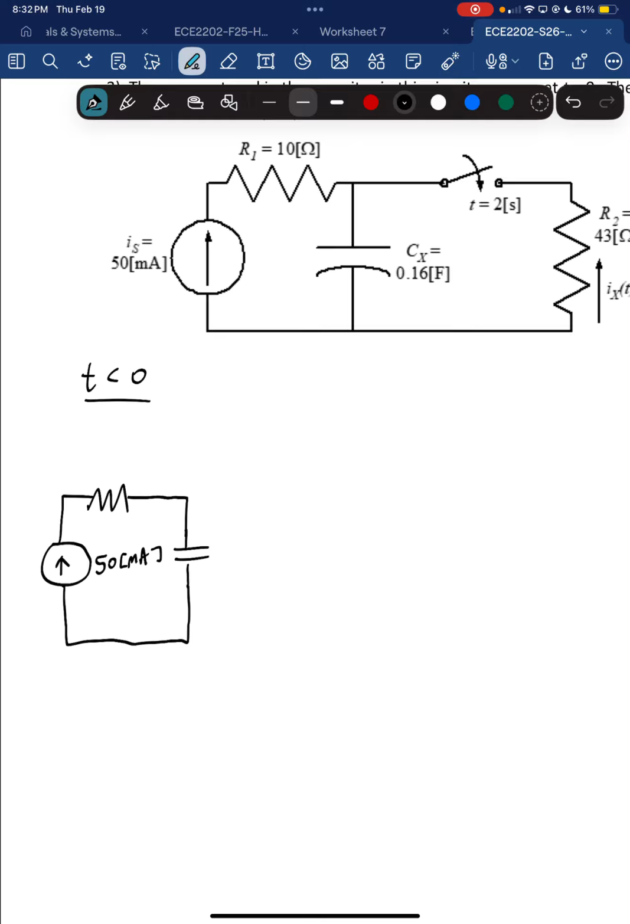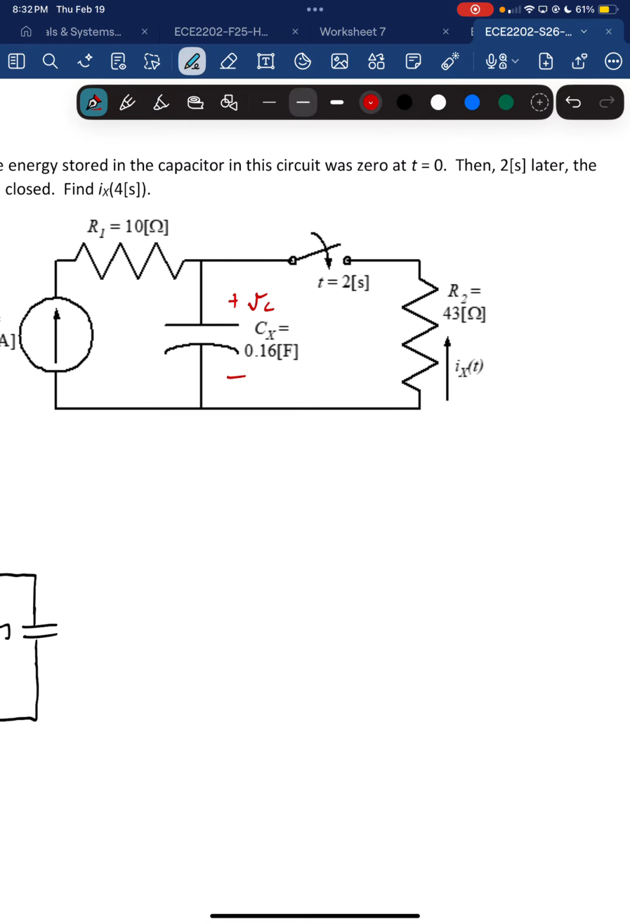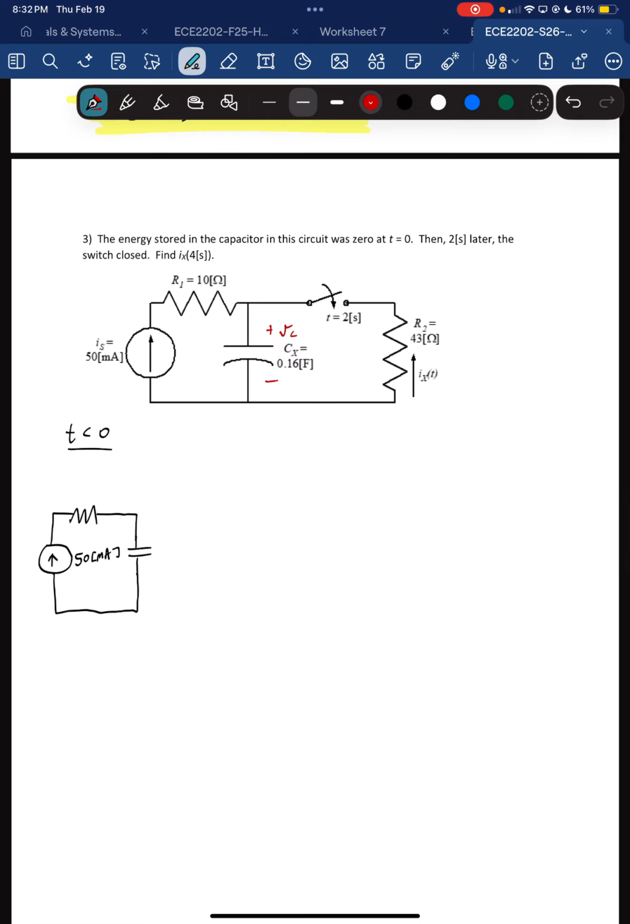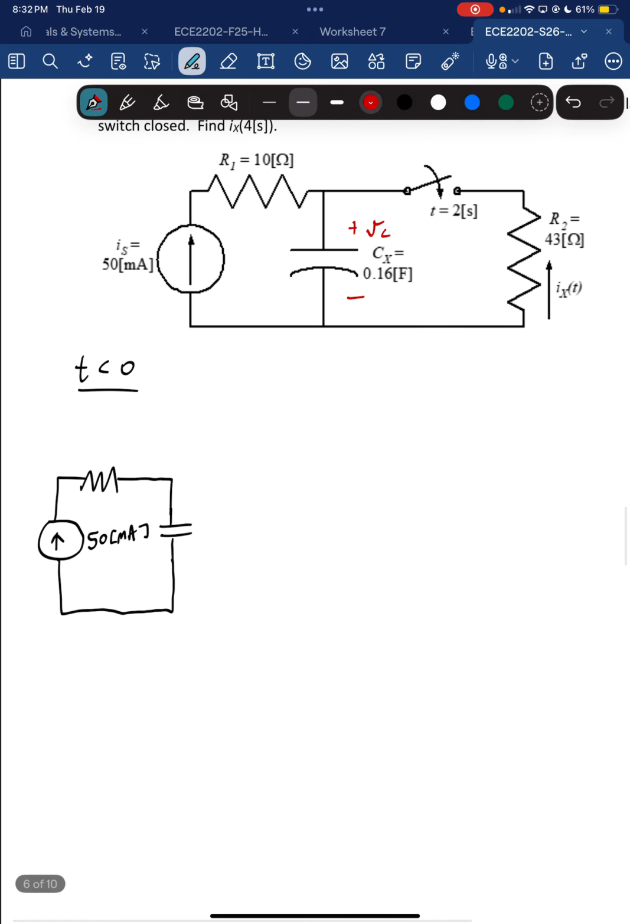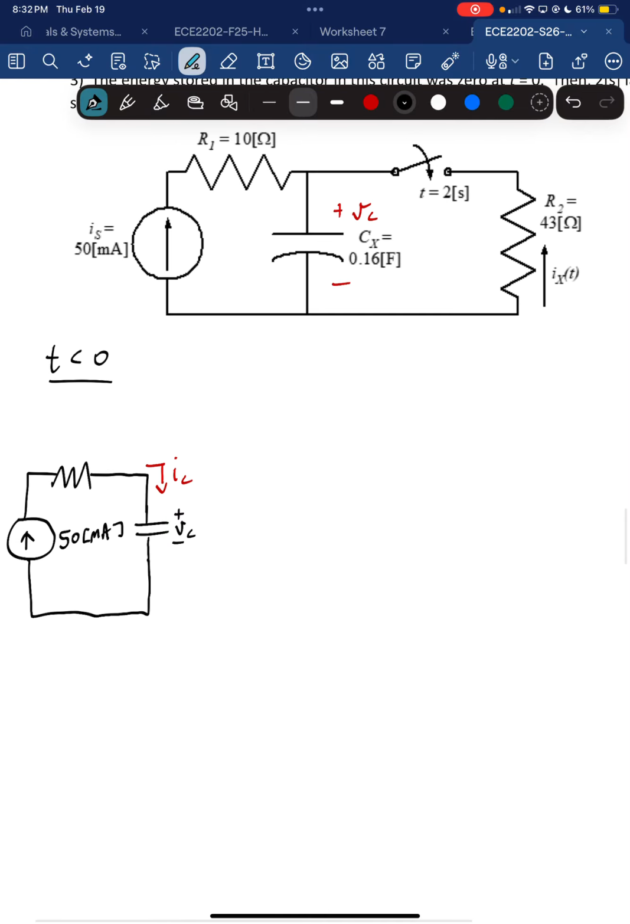So I'm going to draw this capacitor, right? And let me just go ahead and define VC. That's usually your first step. Choose the direction of your capacitor or inductor's polarity if it isn't given to you. So I'm going to choose it to be like that, which means that this is VC, and that is going to be IC. And we have to use this equation. IC is equal to C dVC over dt.